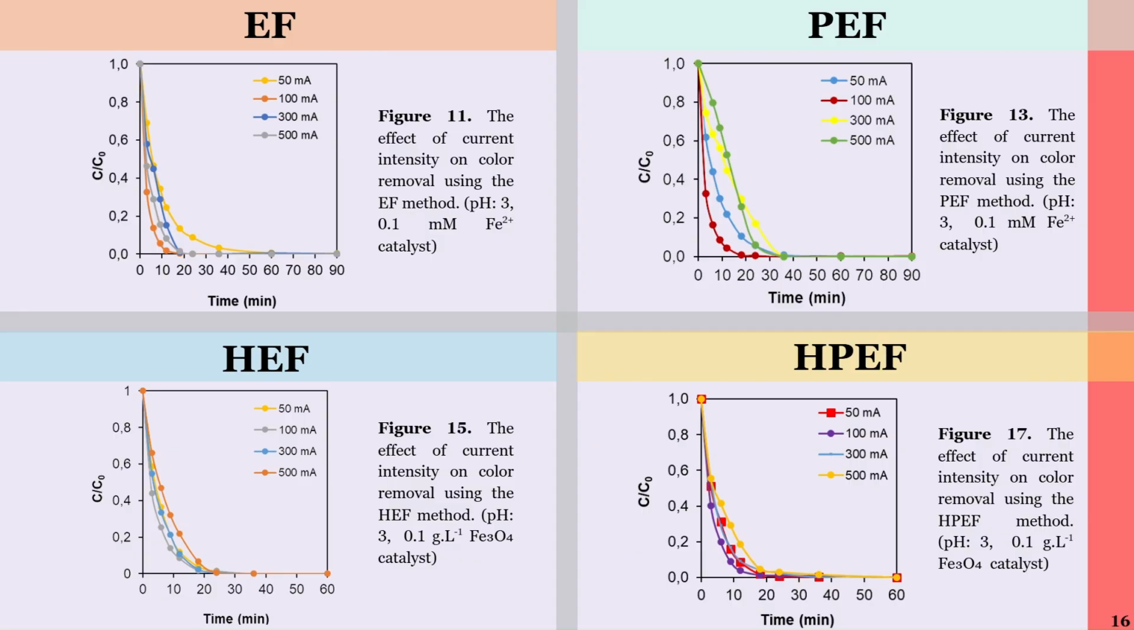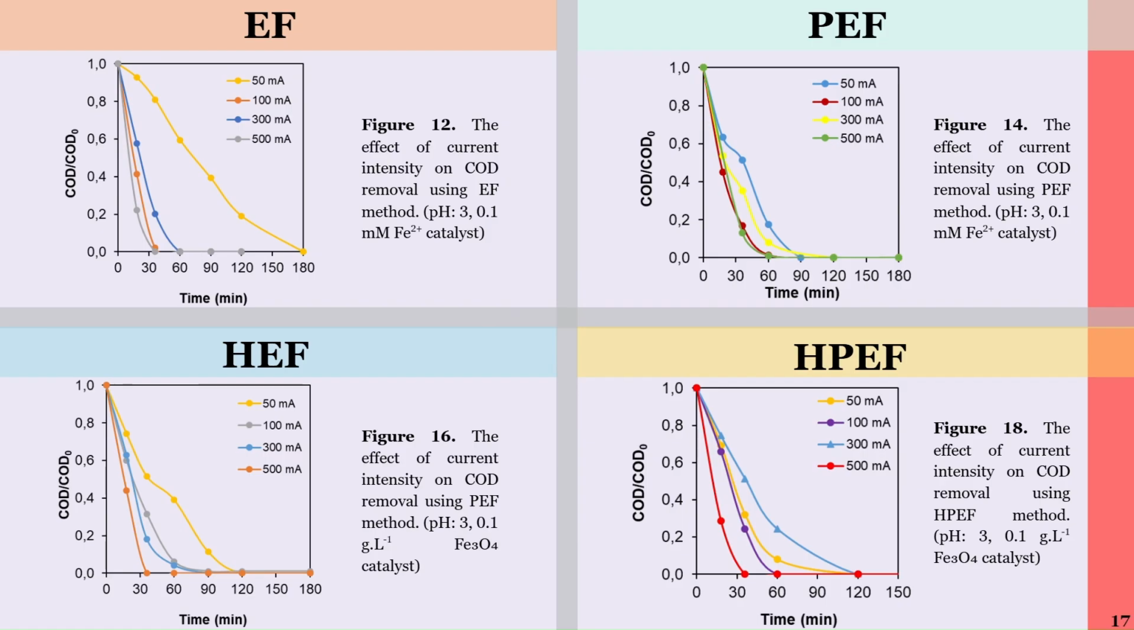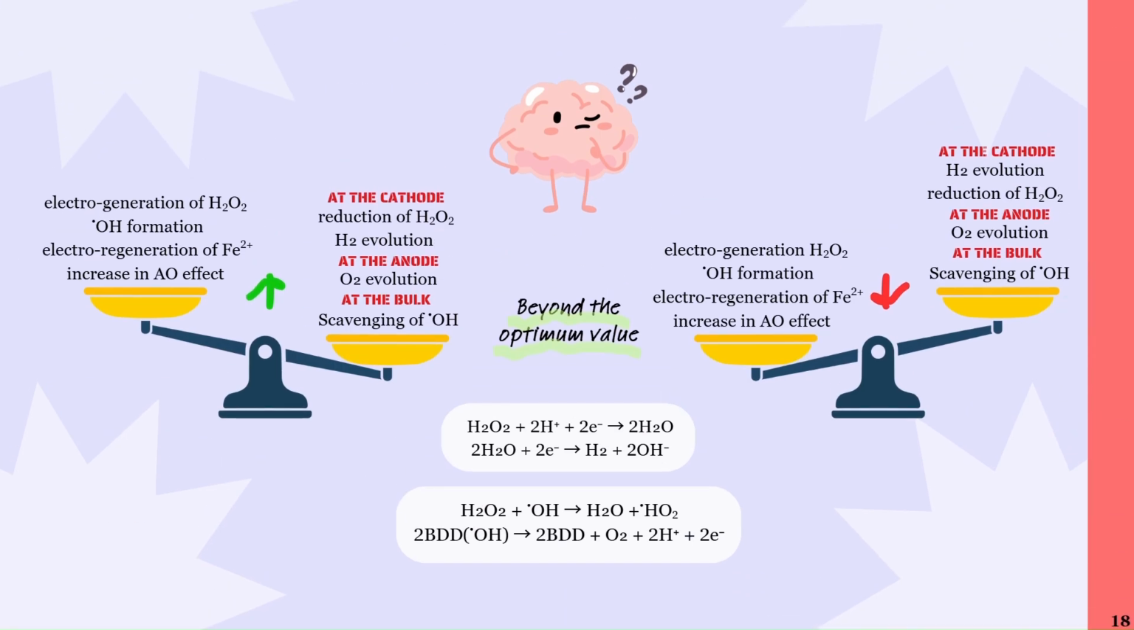Color removal increased as the current was raised from 50 to 100 mA due to enhanced hydroxyl radical generation. However, higher current values did not produce further improvements. With this in mind, we now examine mineralization rates across all treatment methods. The effect of current on mineralization varied among the methods. While 50 mA remained insufficient, increasing the current beyond 100 mA did not consistently yield higher COD removal. To clarify these results, we examine the possible underlying mechanisms.